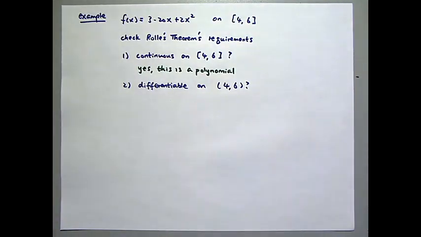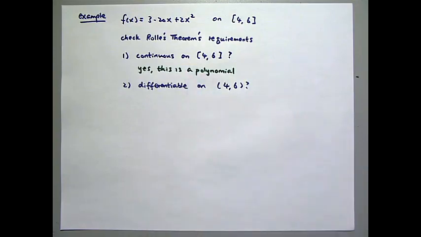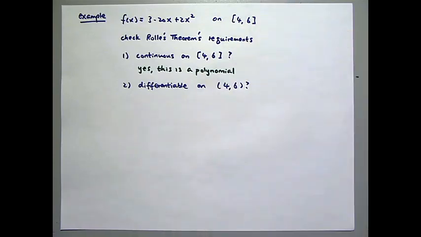Is it differentiable on 4 to 6? Don't worry about the change in the end parentheses from brackets to parentheses. All it says is, is this thing differentiable on the entire interval? It's okay to be not differentiable at the endpoints for the second requirement. So is it differentiable? Why is that? Why do you think so? It's a parabola, which is a polynomial, which is defined for all. Right, so yes.